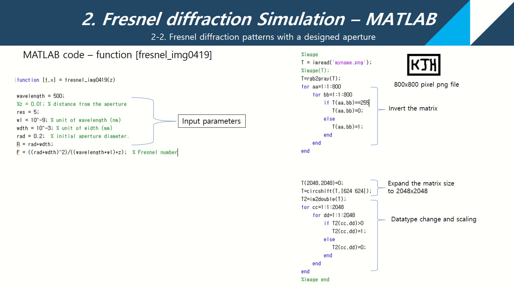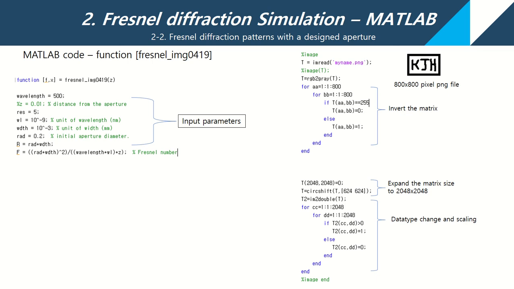Next MATLAB code is for designed aperture. I set up the input parameters like wavelength, Fresnel number and initial aperture size. In this function named Fresnel image, the result varies depending on the distance z, the distance between aperture and observing plane. Use the MATLAB code presented at right side.